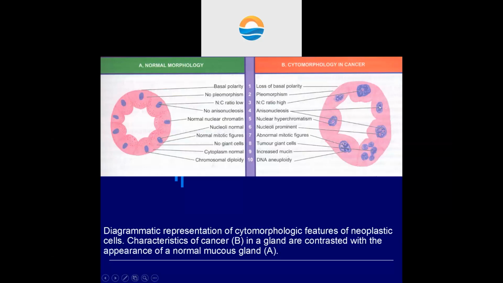You see here anisonucleosis, nuclear hyperchromatism, prominent nucleoli. Also, we see abnormal mitotic features. Sometimes we see giant tumor cells with many tiny nuclei. Sometimes increased mucin, and also we can recognize DNA aneuploidy.